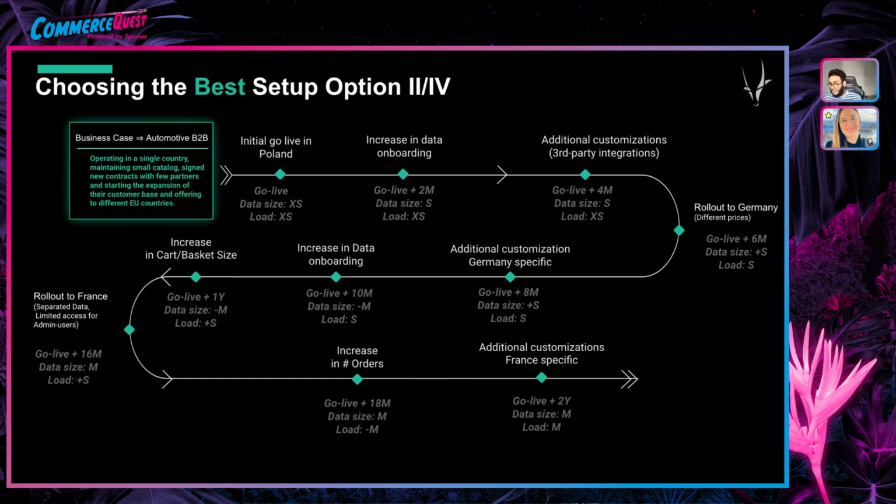The additional customization to third-party integrations, you would assume, would not impact the data size, nor the load, which is just an additional coding of third-party integration that needs to be included in the flow, but not visible load, right? Then they would like to roll out to Germany. However, they would like to have different prices. The same catalog, but different prices for the German country. And afterwards, they'd like to add more customizations that are only specific to this country.